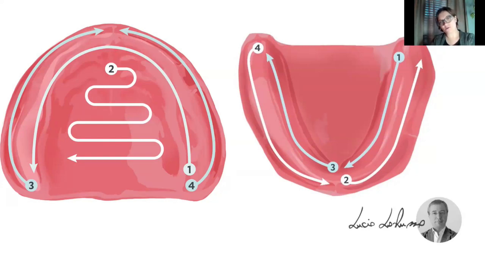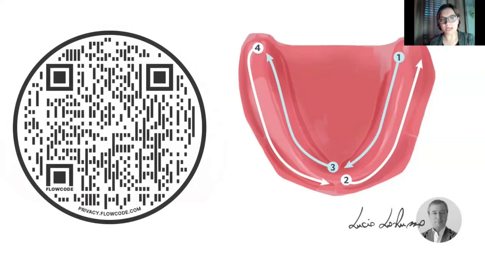And what he does is he shows that when you scan in this order, where it's 1, 2, 3, and 4, that will give you the most predictable image and the most accurate digital cast. And this article is online on the 3Shape website that you can go and grab free of charge.